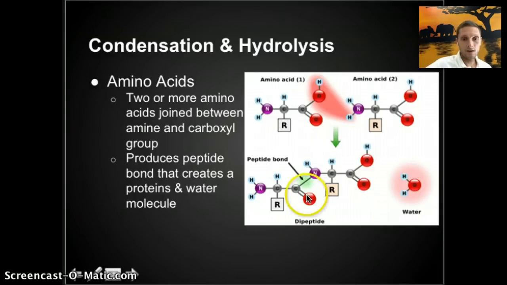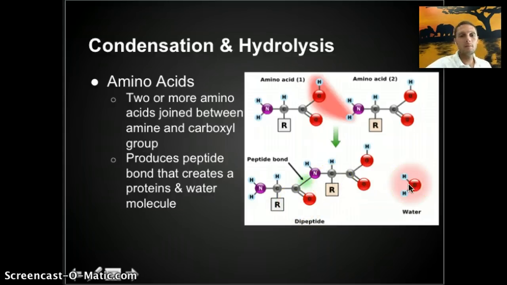And then how these are connected is between the carbon that has the double bonded oxygen and the nitrogen that only has 1 hydrogen. Both the nitrogen and the carbon are happy, or stable, because they have the right number of bonds. Carbon has 4, nitrogen has 3, and the linkage, or the way that it is connected, is called a peptide bond, and they're connected together. That creates both this dipeptide and water.